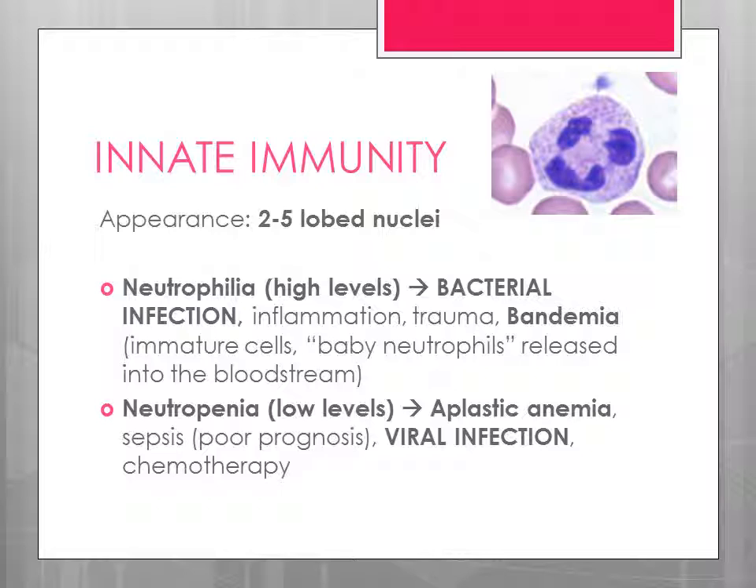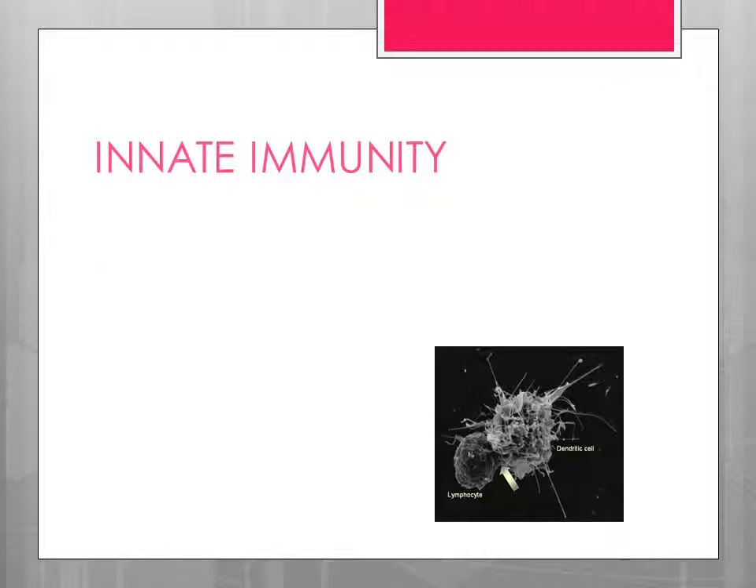Those are low levels of your neutrophils, and this is seen, star, in viral infections. Viral infections are the biggies here. Of course, in aplastic anemia, and as I mentioned before, in sepsis, there's poor prognosis if you're seeing neutropenia.